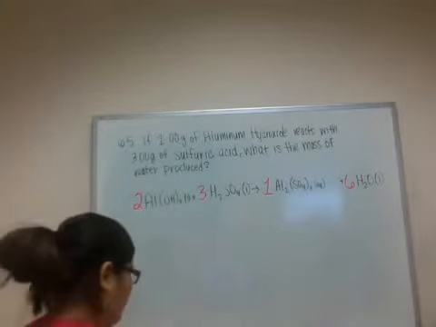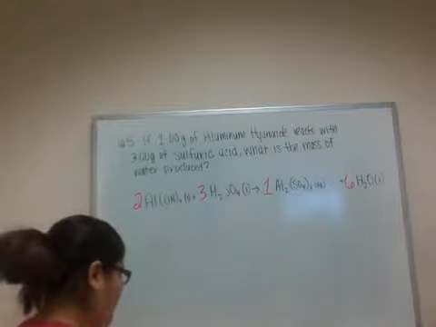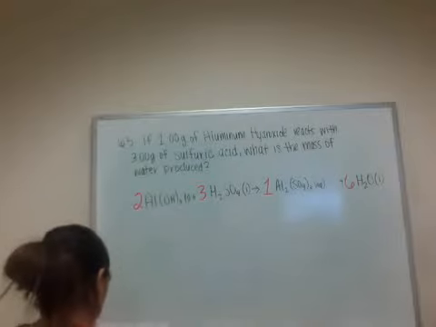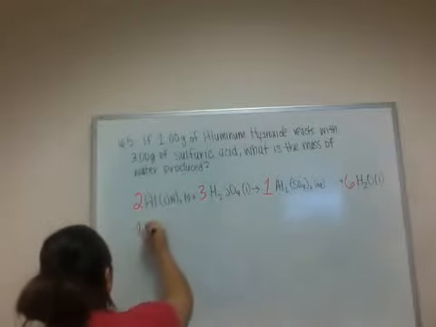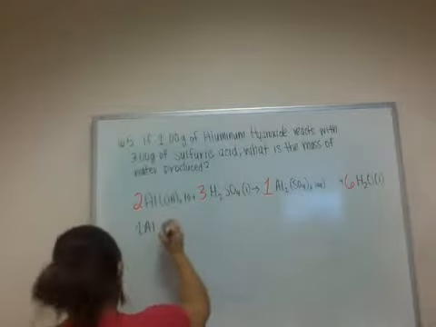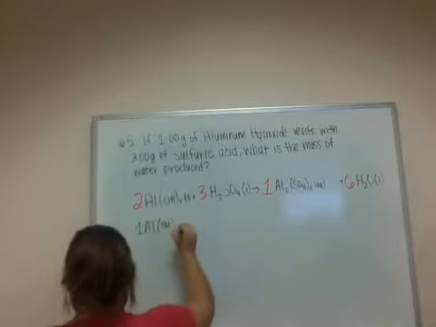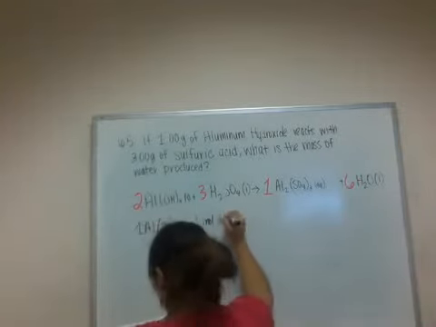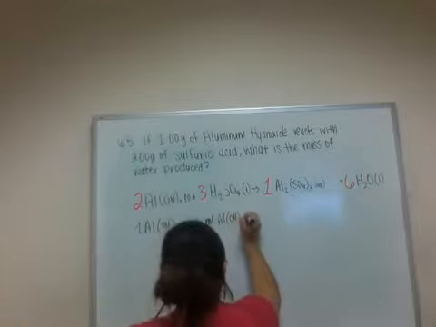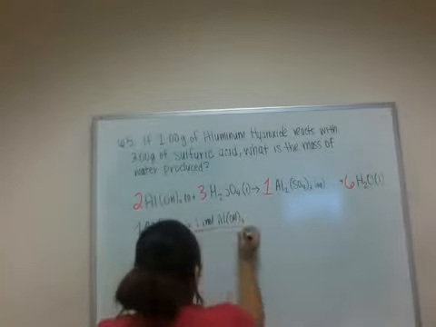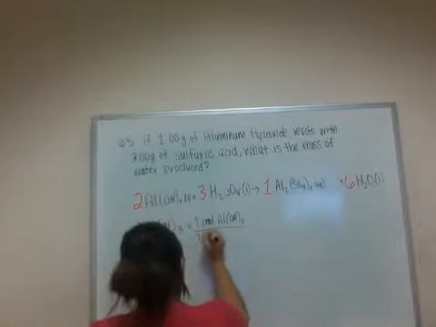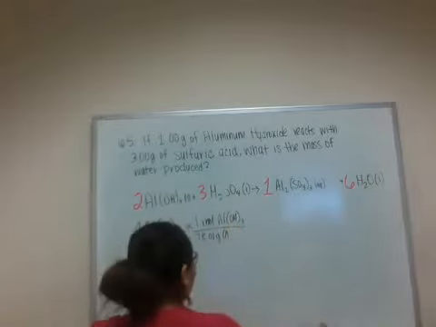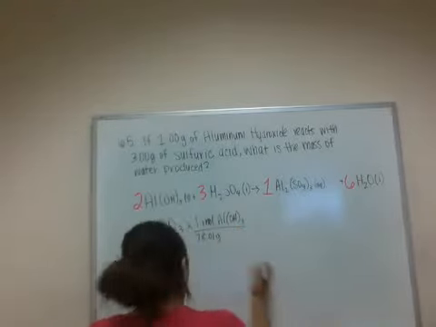Now, the first step after your equation is balanced, you will have to find the amount of H2O produced from 1 gram of AlOH3. So, you're going to start with your 1 gram of AlOH3 times 1 mole of AlOH3 over 78.01 grams of AlOH3.